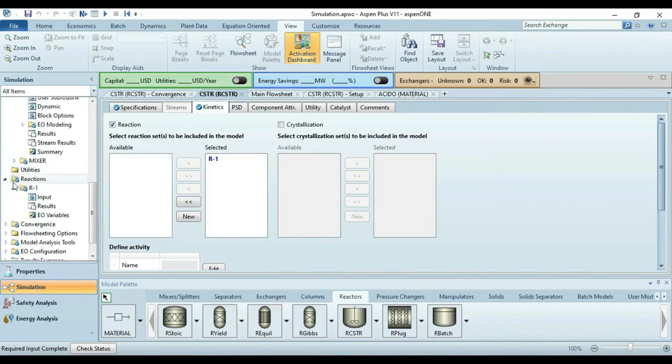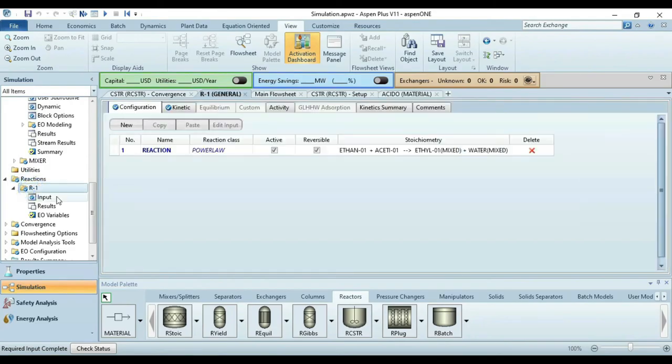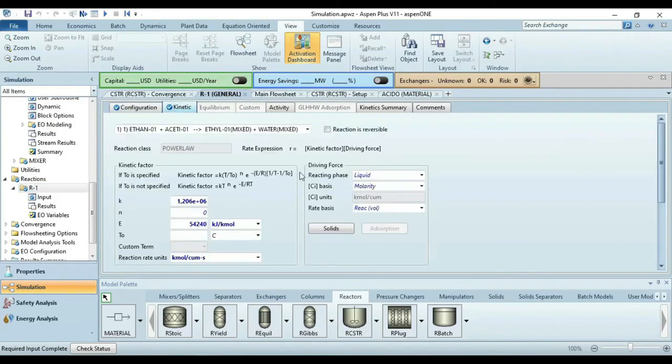Okay, so we need to find this folder, Reactions, and let's create a new package of reactions here, clicking on New, and defining our reactions. I'm going to click here to show you how I configured this reaction. It was a general form of a reaction, and I selected the power law method. Power law was defined as our reaction class, and we can configure this reaction, inserting our compounds in the proper stoichiometry for the reaction.